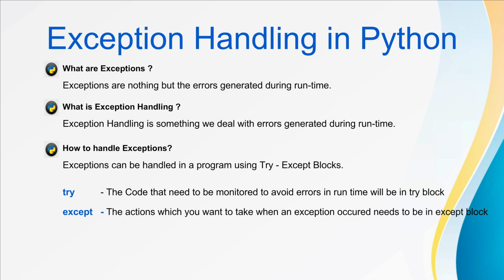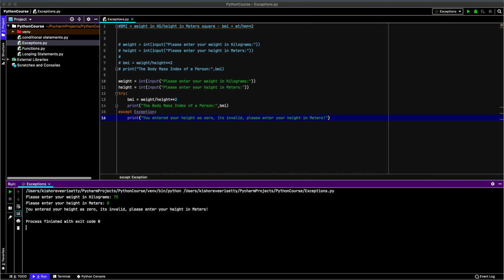Now if I save this and rerun the program, let's say I am giving 75 and the height is 0. Now I see the message displayed: you entered your height as 0, it's invalid, please enter your height in meters. Earlier we got ZeroDivisionError, and at the same time we got NameError, right? So both have been handled perfectly here. Giving the exception name as Exception is not the right thing to use. We need to give proper exception names for every exception we deal with using except blocks.